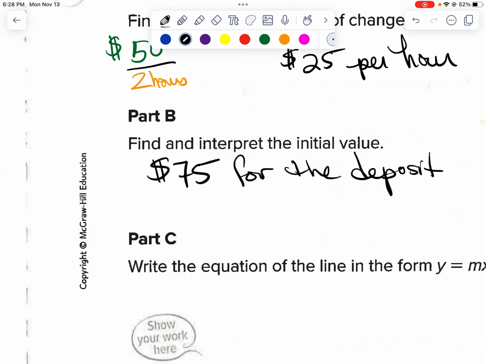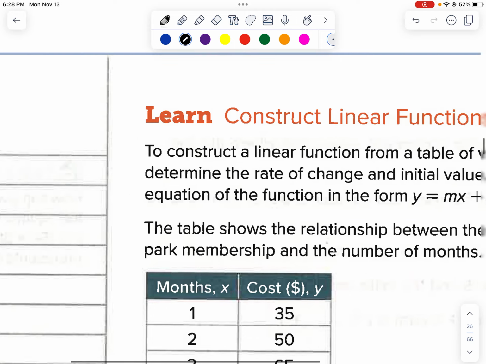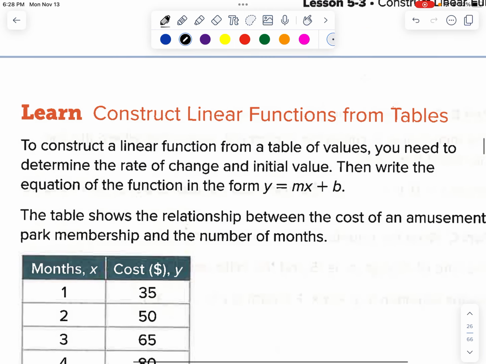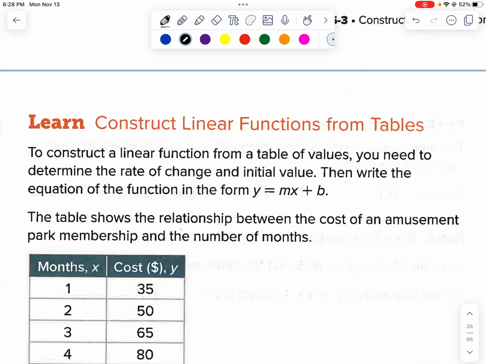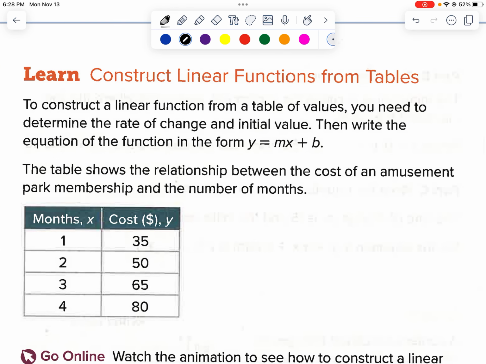Okay, and then you want to write an equation. So y equals the rate of change, which is 25, and the initial value, which is $75 for the deposit. Okay. To construct a linear function from a table of values, you need to determine the rate of change and the initial value. Then write the equation of the function in y equals mx plus b. Okay, so we do the same thing we did before.